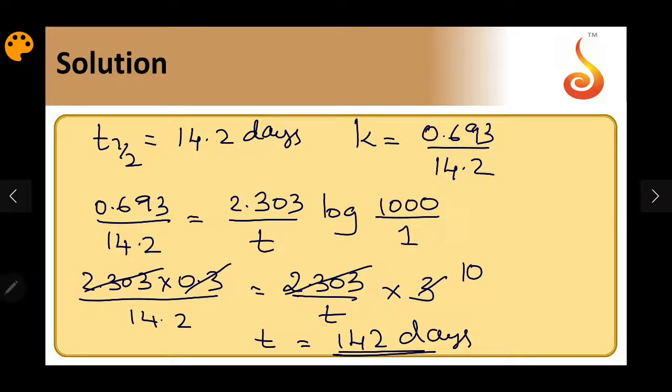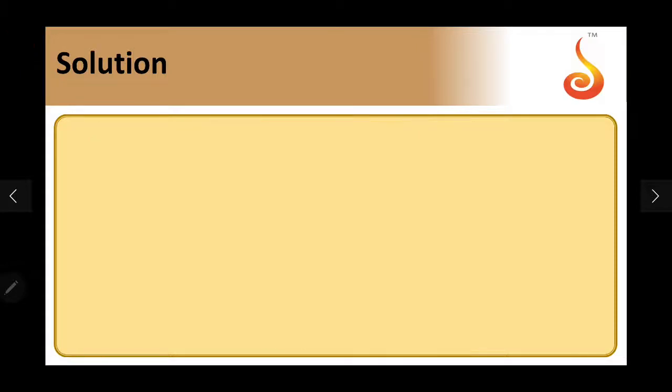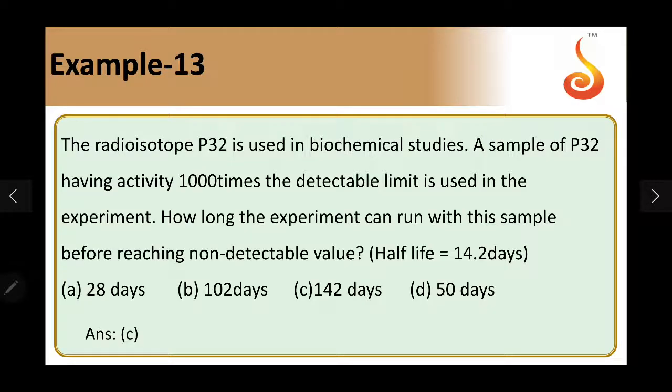So 142 days we can run the experiment without any problem. After that the activity will be less, it cannot be detected. So the option is C with 142.